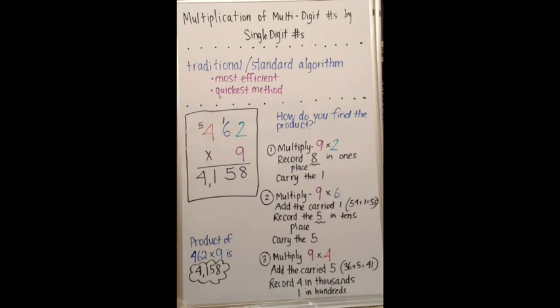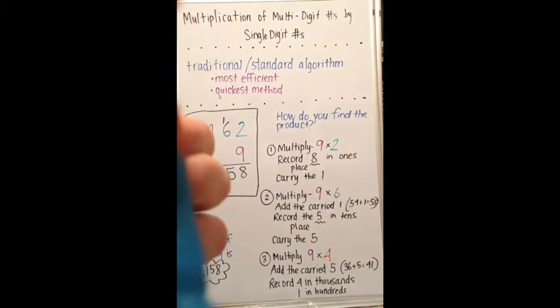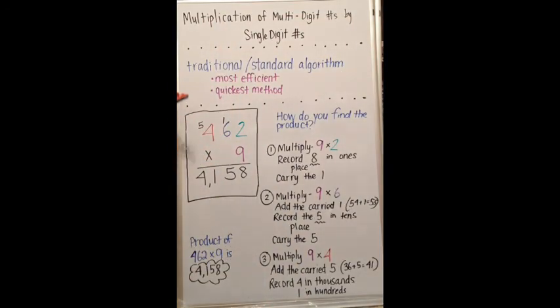Our next step is to multiply the 9 by the 6. 9 multiplied by 6 is 54. So we're going to take that 54, add our carried 1 to it. Then we record the 5 in the tens place. And carry our 5. One of our last couple steps is to multiply 9 by our last digit in the top factor, which is a 4.